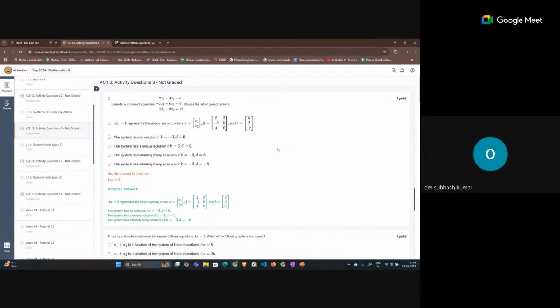The system has infinitely many solutions, k equal to -3 and d equal to -6. Yeah, this is different. Clearly, d is 6 in the third option, and in the last option, d is -6. We have to check whether the value of k and the value of d are suitable for a particular option, like the system has infinitely many solutions. I think you are saying both options are the same, right? Not the same, sir. You can see the value of d is different. Okay, got it, sir.